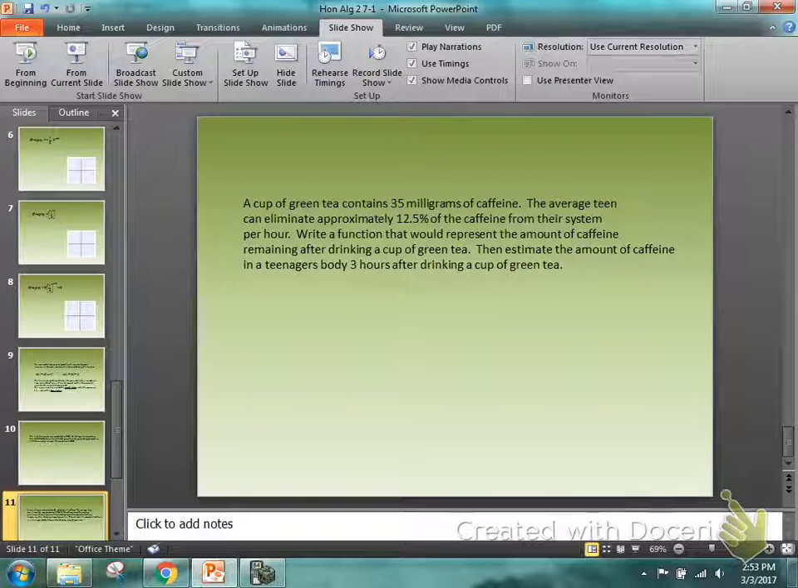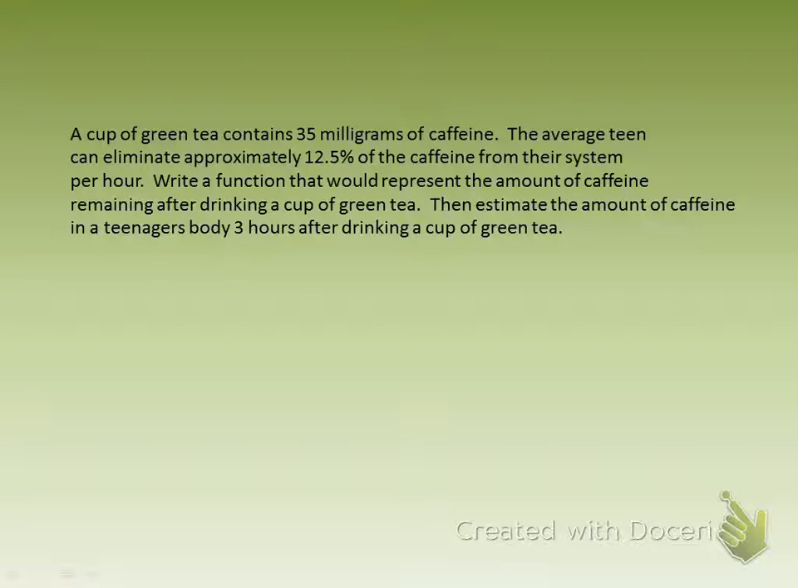A cup of green tea contains approximately 35 milligrams of caffeine. The average teen can eliminate approximately 12.5% of the caffeine from their system per hour. Write a function that would represent the amount of caffeine remaining after drinking a cup of green tea. Then estimate the amount of caffeine in a teenager's body 3 hours after drinking a cup of green tea.